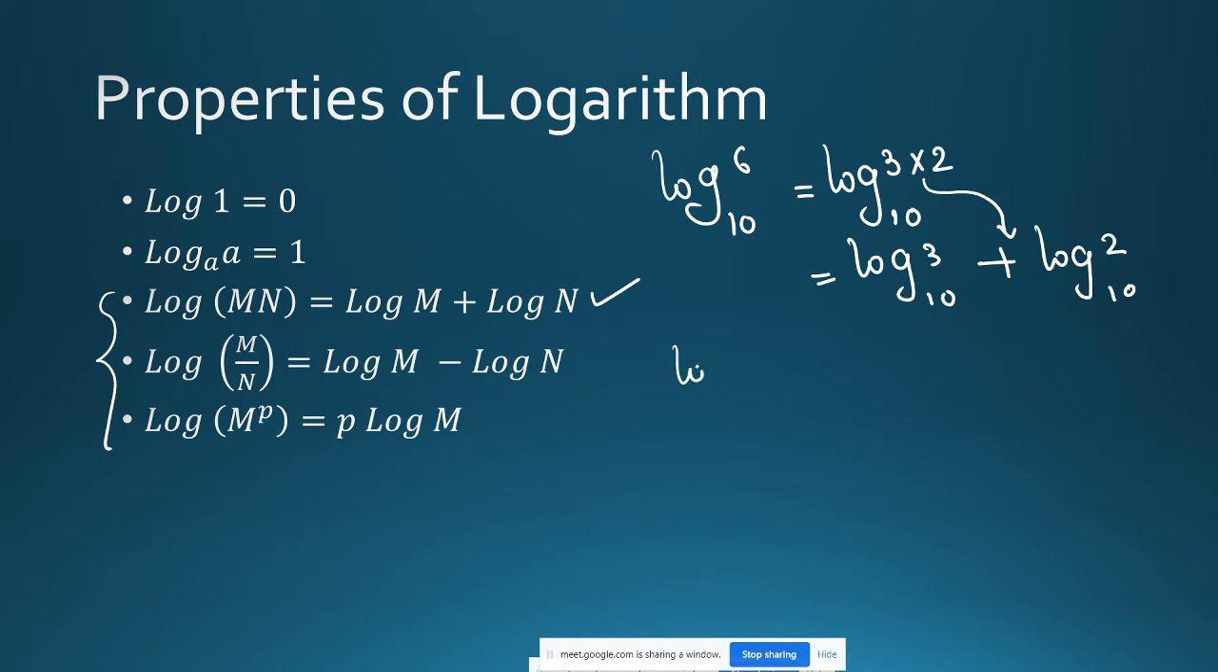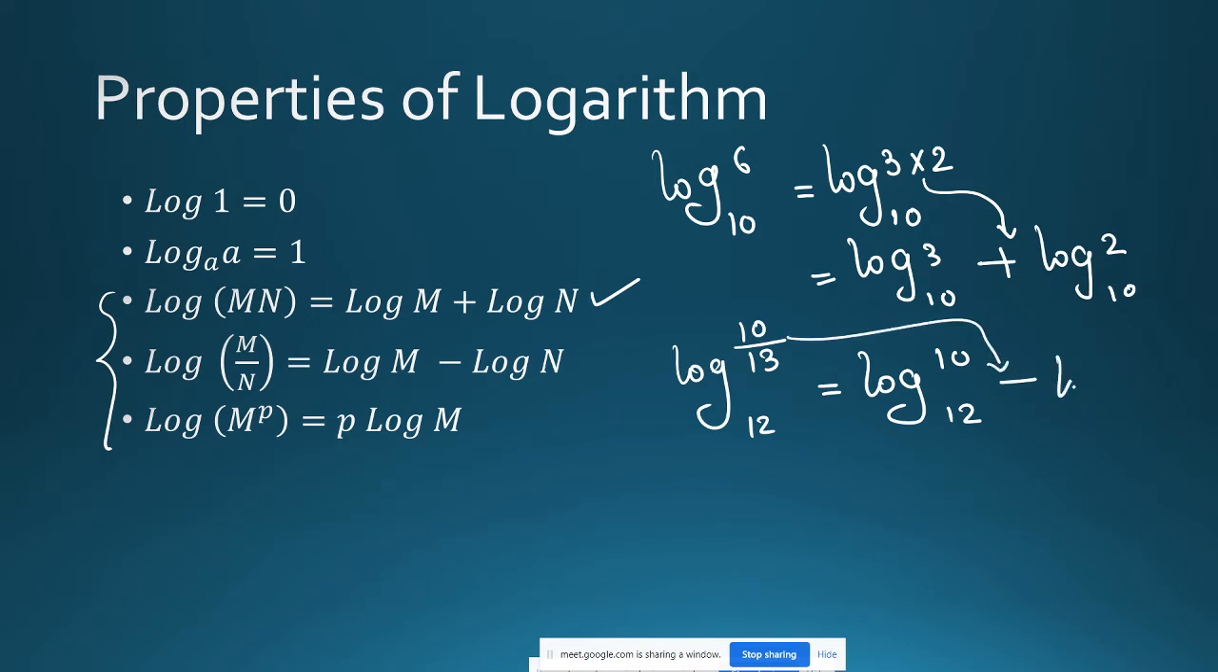For an example, suppose I have log of 10 divided by 13 and the base is 12. What I can do is, by the property of logarithm, we can write log 10 to the base 12 minus, the division becomes subtraction, log 13 to the base 12.